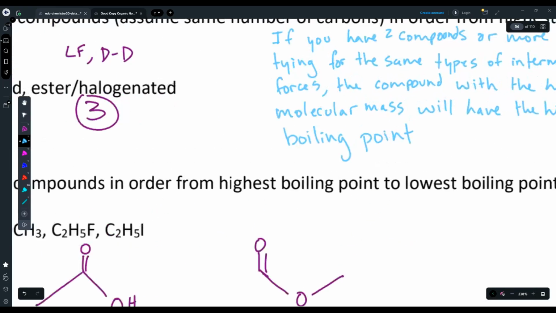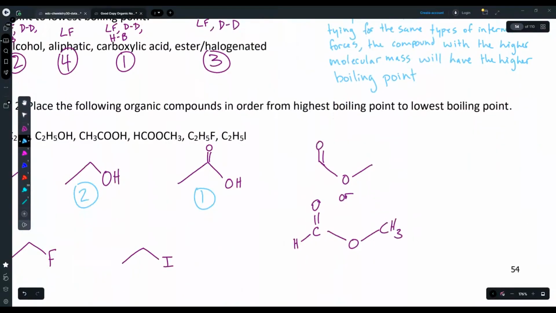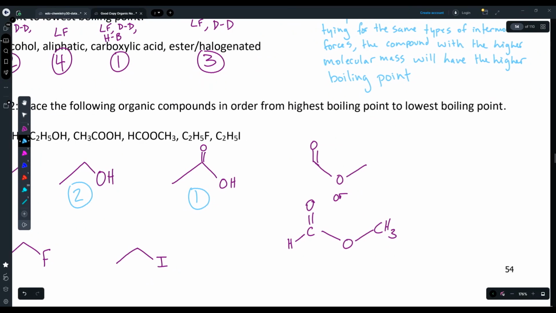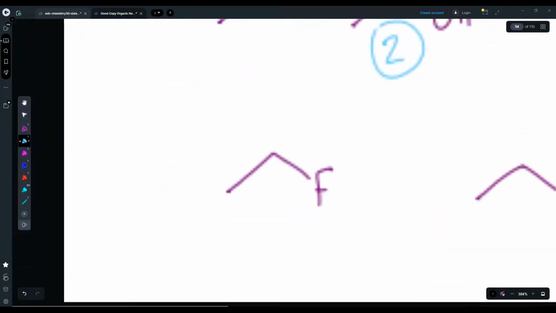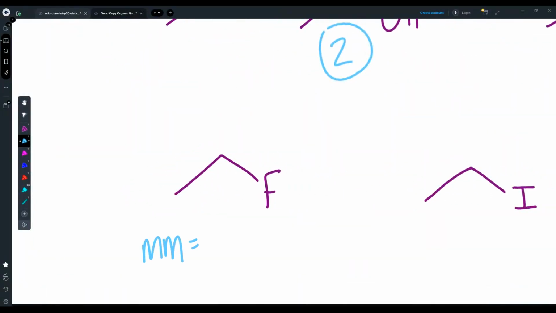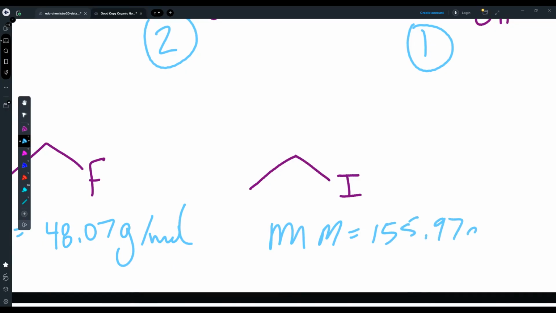So now we need to go to this point where the higher the molecular mass, the higher the boiling point. So we need to figure out the molecular mass of each of these. Just as a reminder, these 2 drawings are referring to the same compound. They're just different styles of drawing the same compound. So the molecular mass for this compound is 60.06 grams per mole. Then over here, this is going to be 48.07 grams per mole. Then this is going to be 155.97 grams per mole.